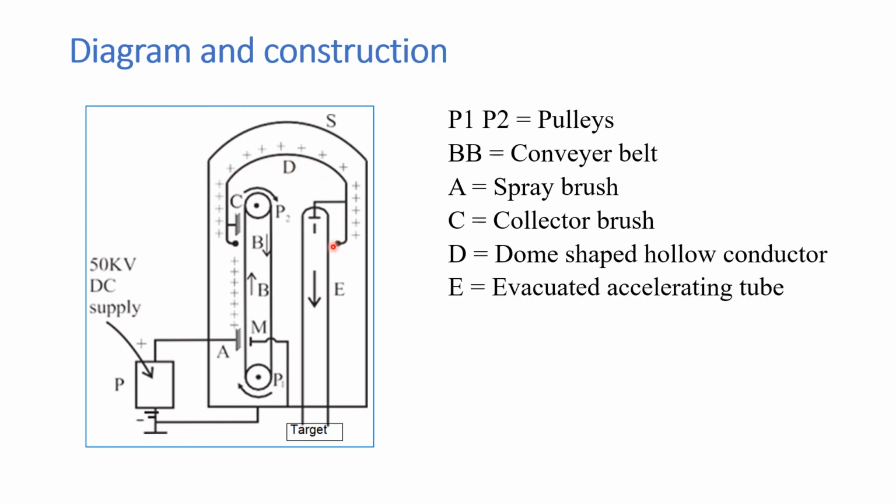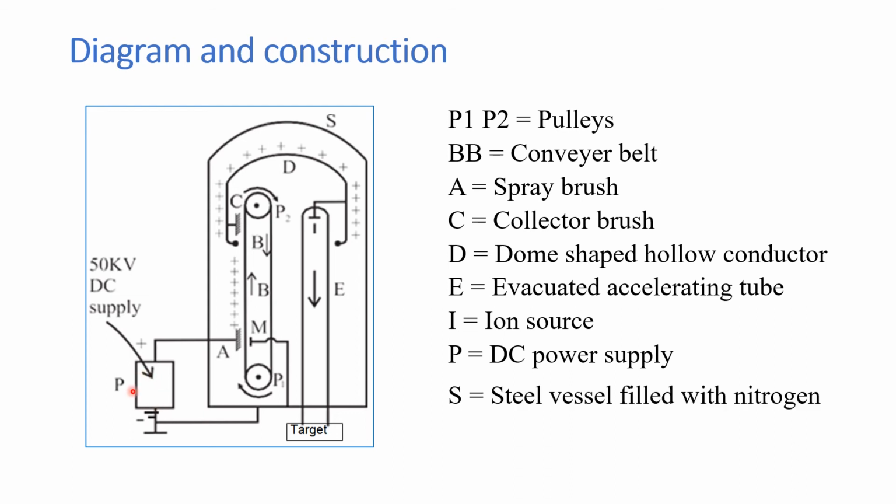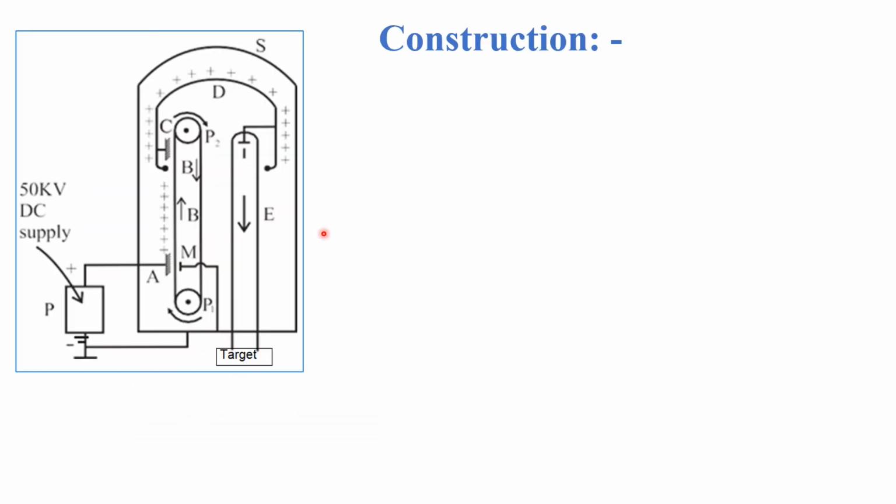E is the evacuated accelerating tube, which is placed on the target. I is the ion source. P is the DC power supply. S is the steel vessel filled with nitrogen, and M is the earthen metal plate, which is connected to the ground. So this is the diagrammatic representation of the Van de Graaff generator.